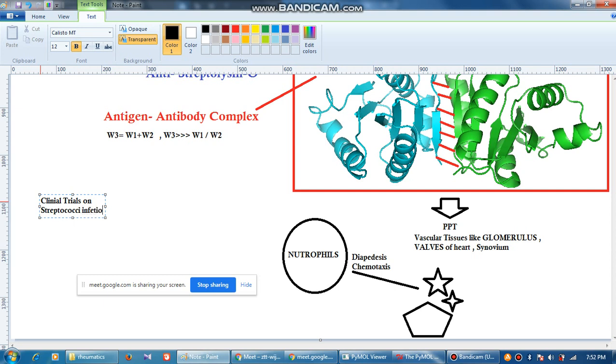Okay. So you search and write the abstract of 10 different clinical trials that have taken place to tackle streptococci infections with different therapies. Then you prepare a write-up in soft copy only. You can submit it in a Word file also.